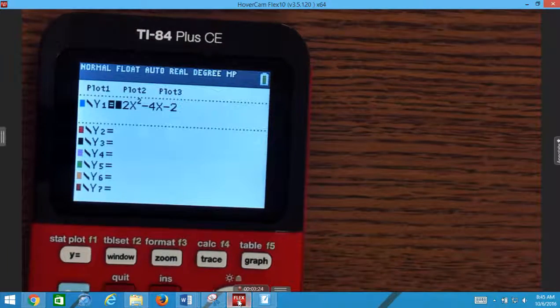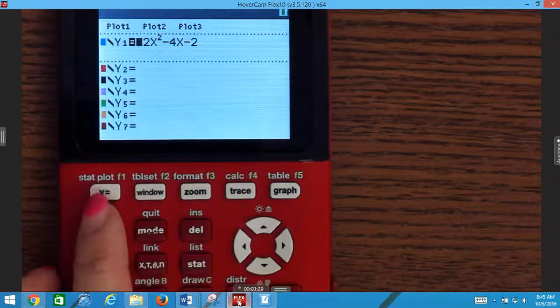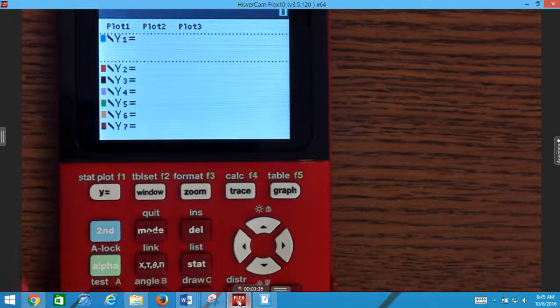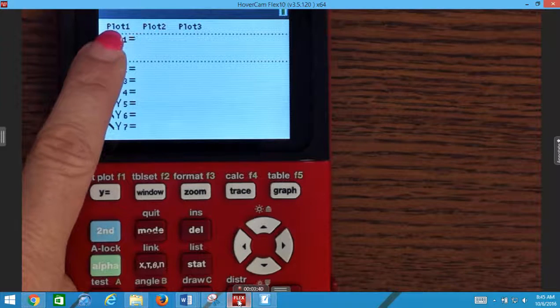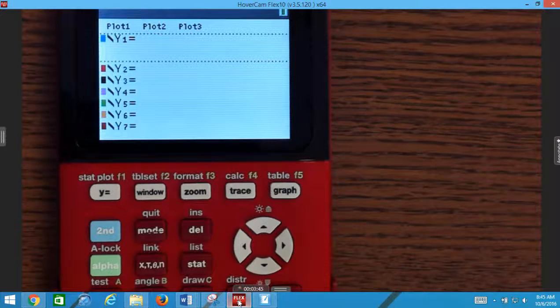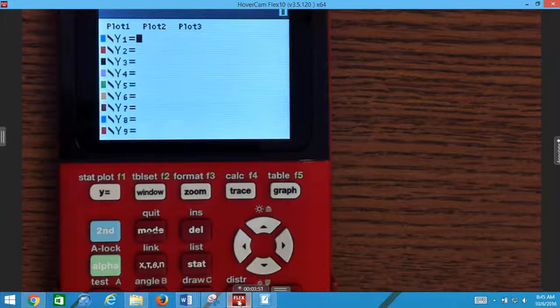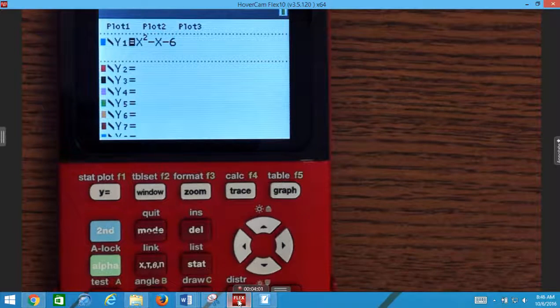And we're going to go to y equals, remember all the graphing buttons are at the very top, those 5 buttons at the top. Go to y equals, make sure there is nothing in there. And if you look at plot 1, plot 2, plot 3, we had been using those earlier, they should not be darkened. So if they are, then you need to go up and hit enter to turn them off. And go ahead and type in your equation: x squared minus x minus 6. That's right.